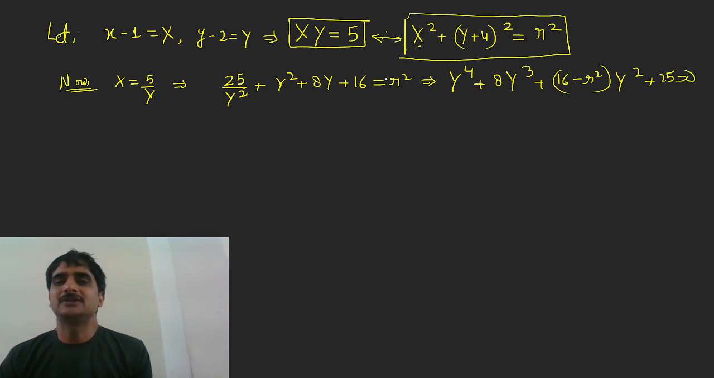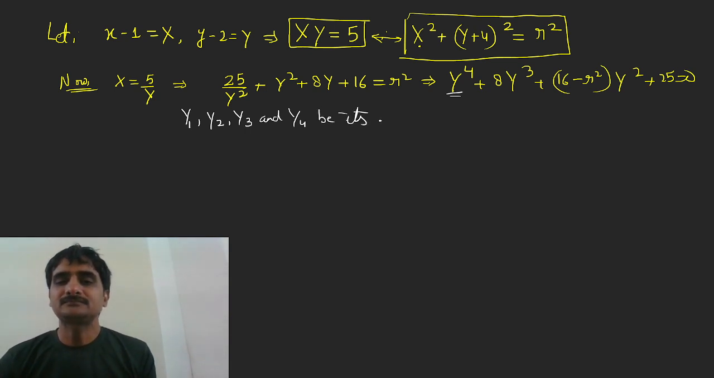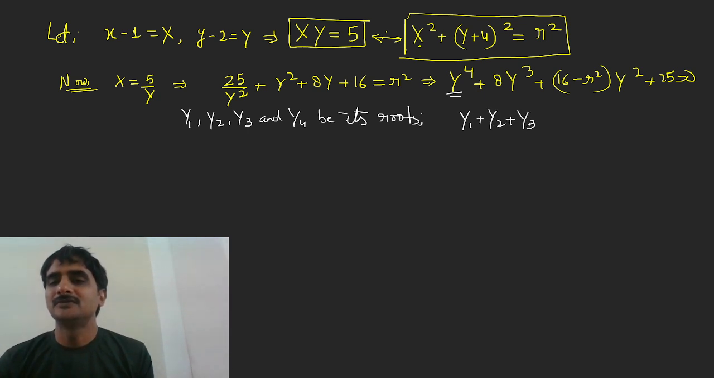So actually that was expected. Why? Because we have 4 distinct points, it's given here. So we will assume that capital Y1, Y2, Y3 and Y4 are its roots. Now I would like to find the sum of the roots. Simple, no? Y1 plus Y2 plus Y3 plus Y4, how much is it? It's minus 8.